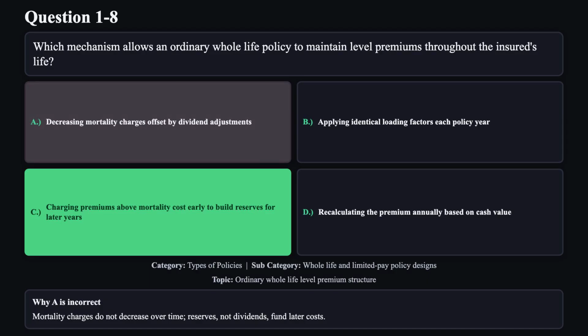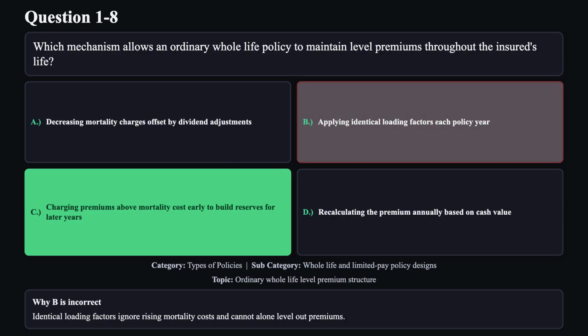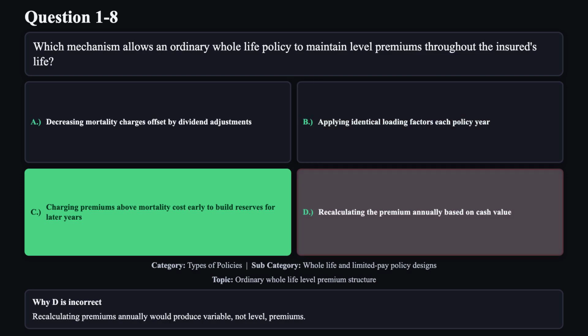Reason A is not correct. Mortality charges do not decrease over time. Reserves, not dividends, fund later costs. Reason B is not correct. Identical loading factors ignore rising mortality costs and cannot alone level out premiums. Reason D is not correct. Recalculating premiums annually would produce variable, not level, premiums.